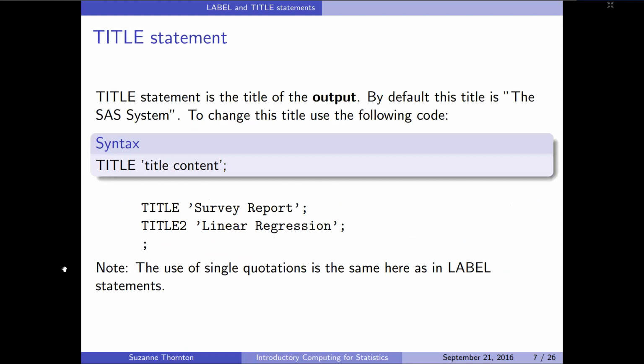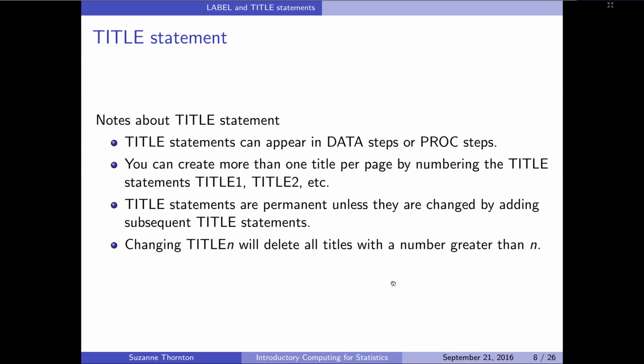Now we will move on to the title statement. The title statement sets the title of the output. By default, the title is the SAS system title. To change this title, you have to use the following code. The syntax for the title statement is that after the title keyword, you type in the title content, and you can create several titles using title2, title3, etc. The use of single quotes is the same here as in the label statement.